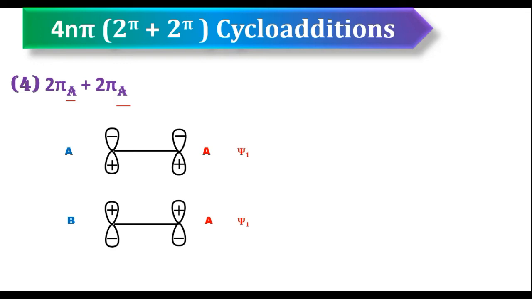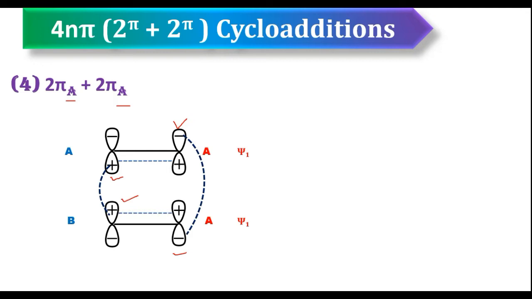So you have to select opposite side lobes. Here I am selecting opposite side lobes. Here also I am selecting opposite side lobes. Now connect these two. Now connect these two same side lobes. Now connect these two, antara mode of addition. To complete the transition state, connect here.